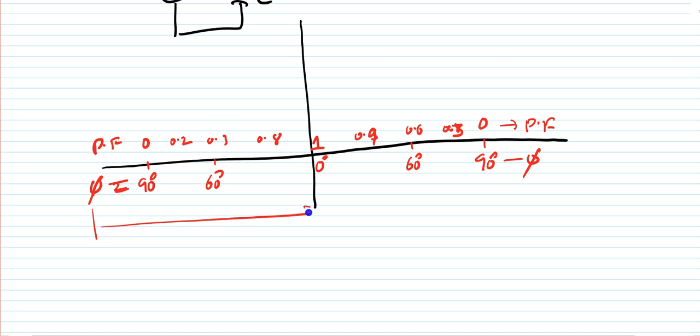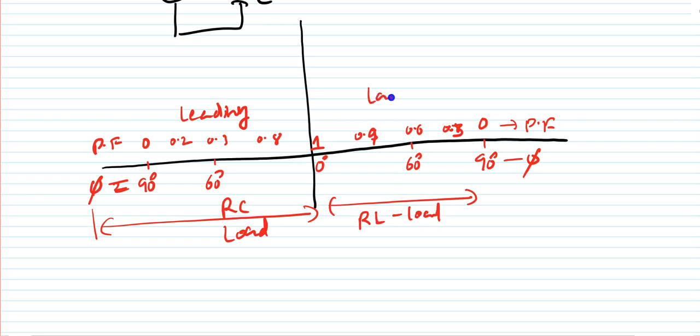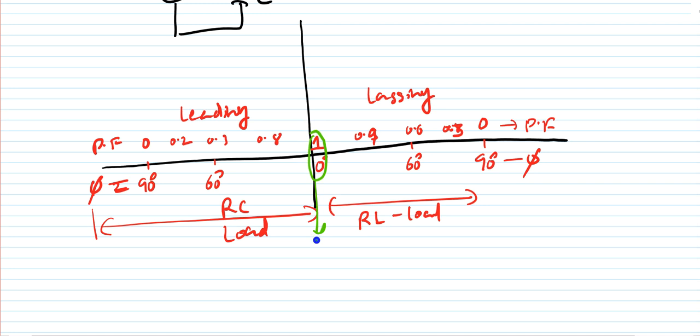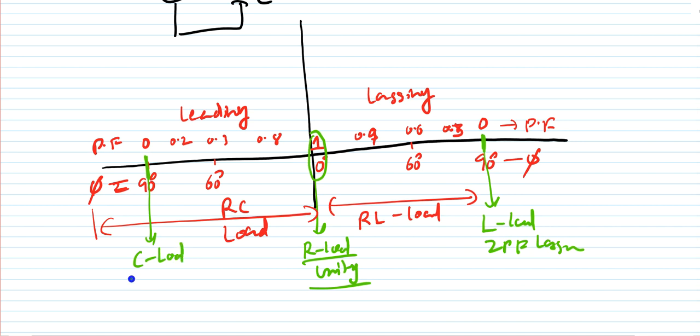Then up to this range, whatever the range, this is nothing but an RC load, and your power factor is leading here. Your power factors are leading here. Up to this point it is an RL load, your power factor is lagging. But at this point, your load is R load, and the power factor is unity, isn't it? It is unity. But when we come to this point, your load is L load, it is 0 power factor lagging. When we come to this point, this is a purely capacitive load, here it is 0 power factor leading. So likewise you can understand how the leading and lagging power factors work, and what the phi angle is between the voltage and current.